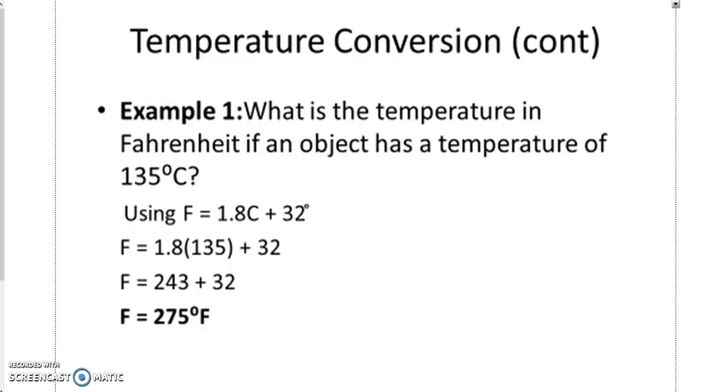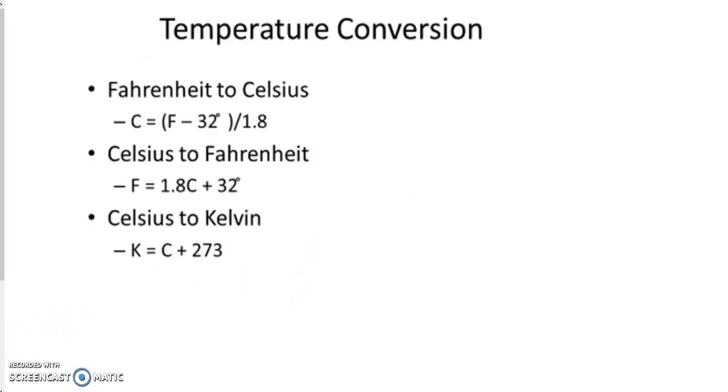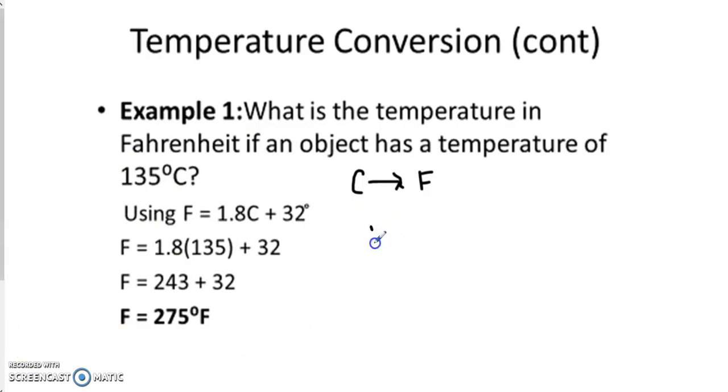So we have a small example here. What is the temperature in Fahrenheit if an object has a temperature of 135 degrees Celsius? So we're going from Celsius to Fahrenheit. If we look back at the equation, we do 1.8 C plus 32. So it's right here, 1.8 C plus 32. So 1.8 times 135 plus 32 gives me 243 plus 32, which is 275.